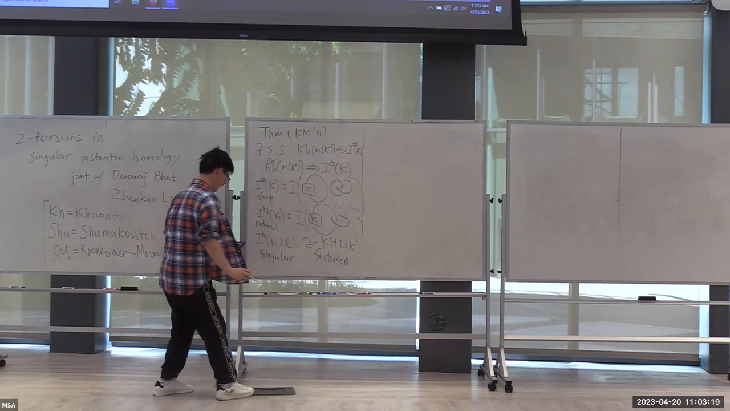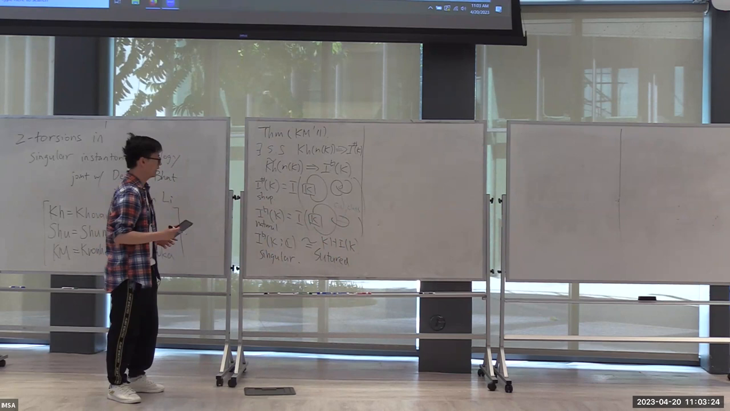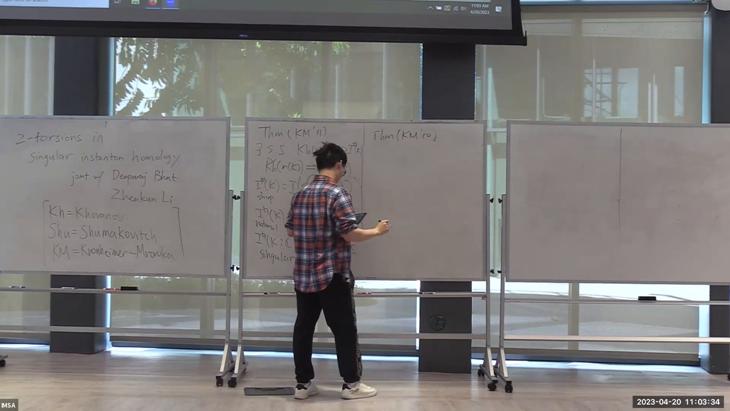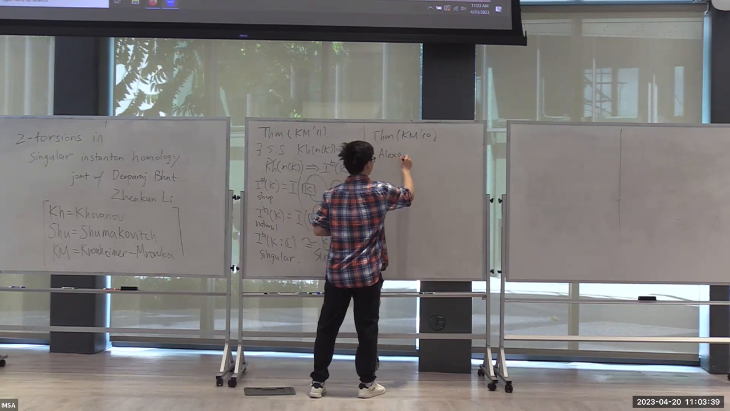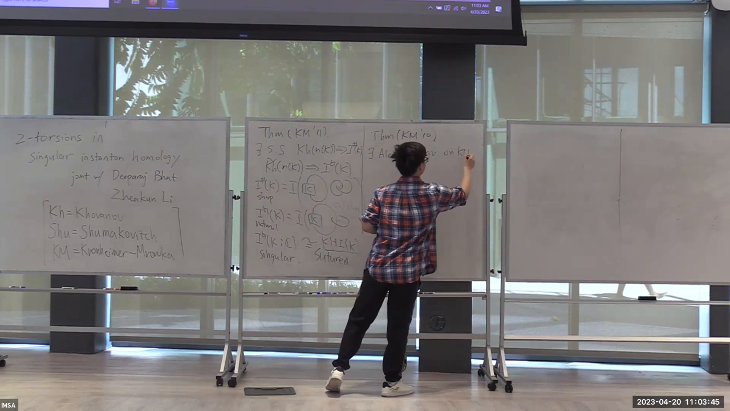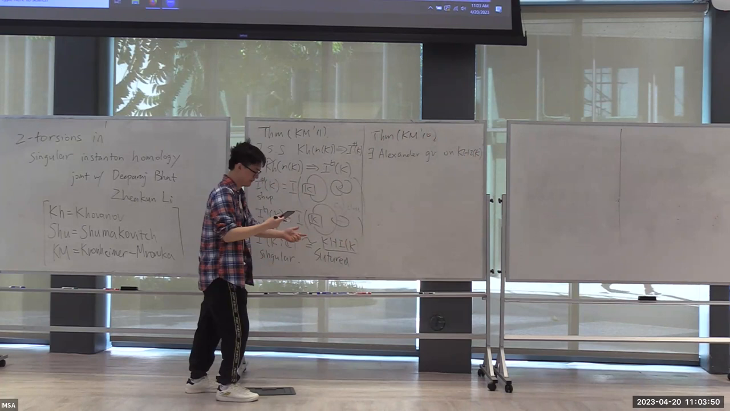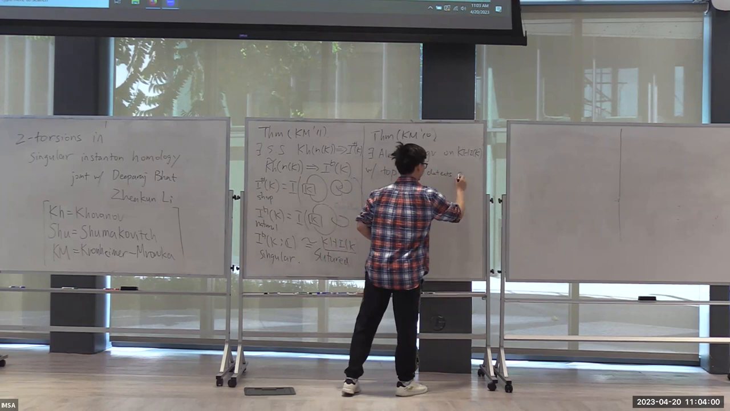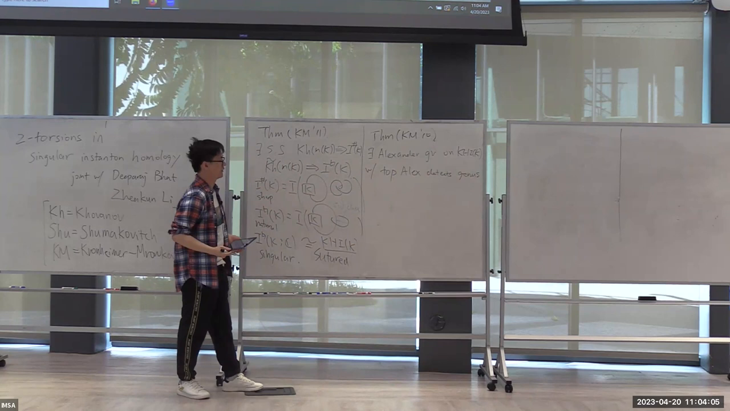The reason to relate these two is that on the sutured instanton side, there is another theorem by Kronheimer-Mrowka: there exists a lambda grading on the sutured instanton homology. That's the main reason to transfer from one to the other. And also the top lambda grading detects genus, which is very similar to the Heegaard Floer version proved by Ozsváth-Szabó and other people.